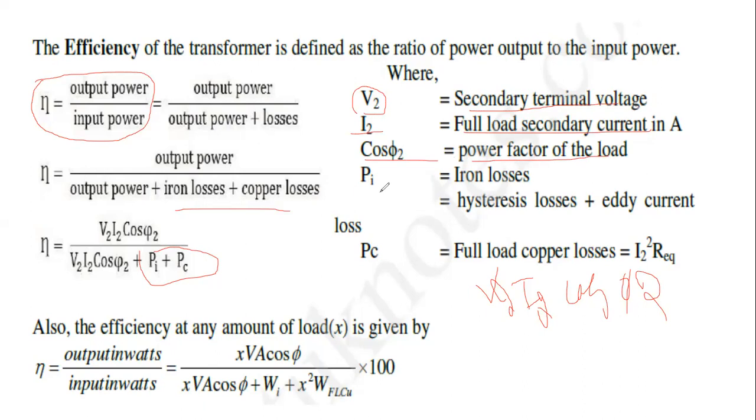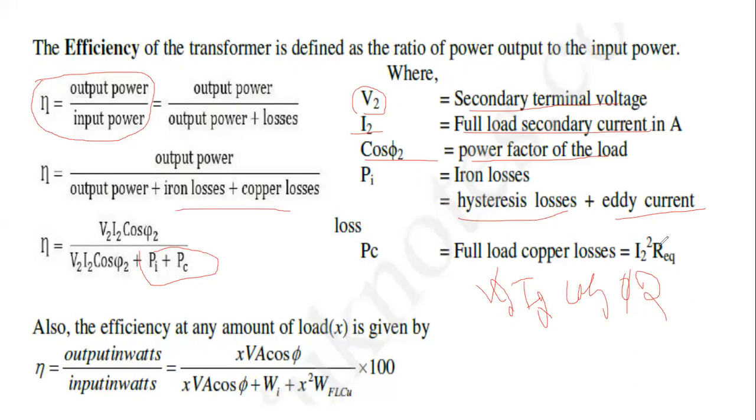Therefore Pi is the iron losses, that means hysteresis losses plus eddy current losses. Basically, the iron losses are classified into two types, that is hysteresis losses and eddy current losses. Next, Pc is the copper losses, that is, the full load copper losses.